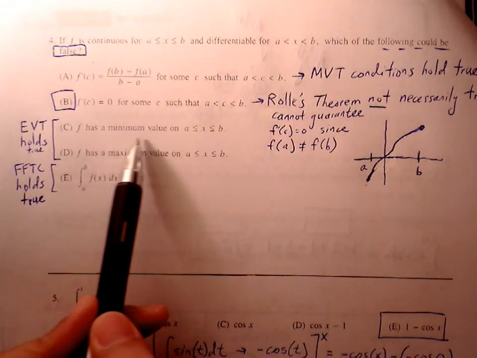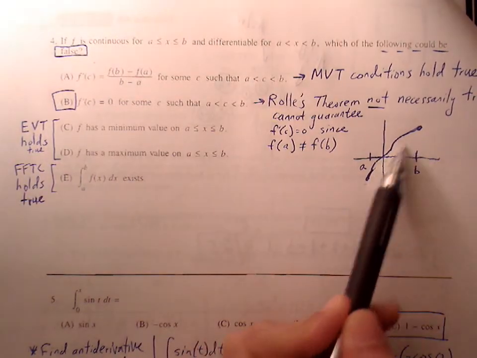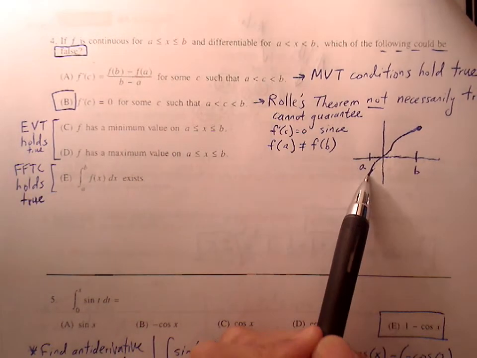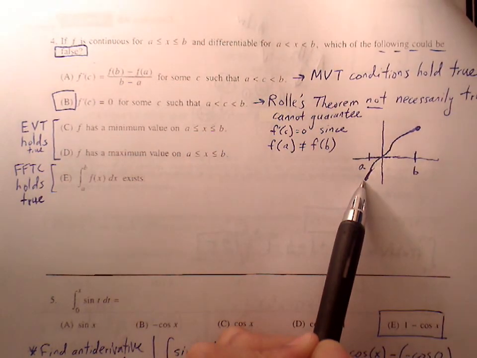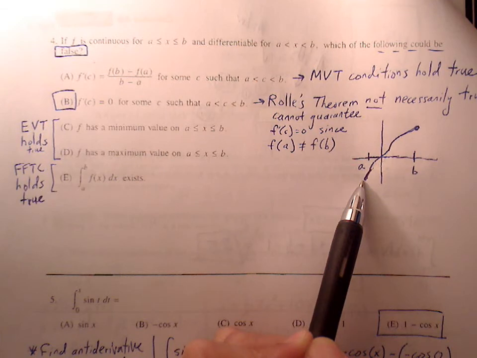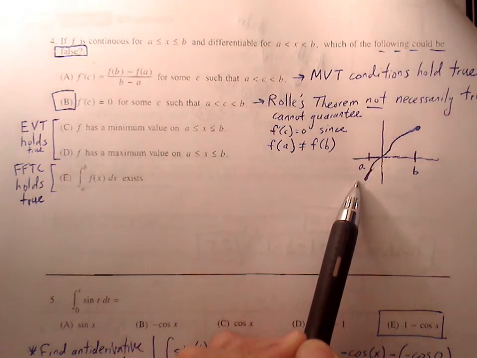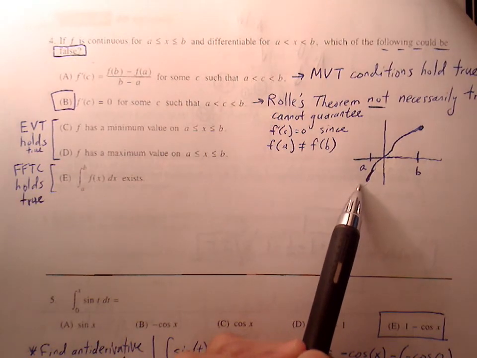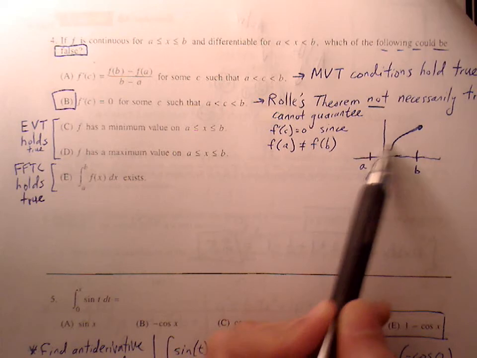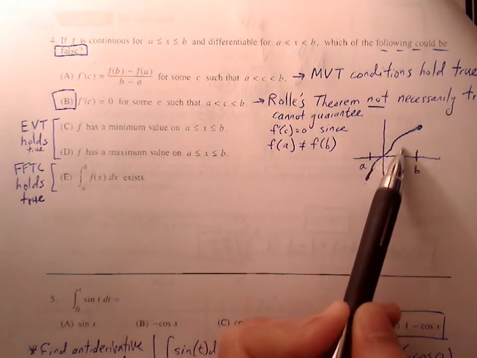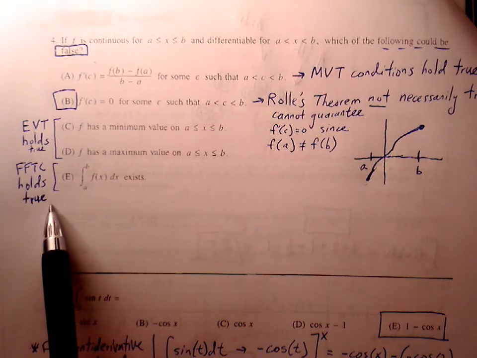Okay. The function has a minimum value between a and b. That is true. The function is continuous and differentiable, and it connects at the endpoints. So there must be a point where it's the lowest over the entire region. There's also an absolute maximum, so that's just applying the extreme value theorem. And the definite integral also holds. We can find the definite integral from a to b because the graph is connected. So whatever this region is, we can total them up, and the first fundamental theorem of calculus holds true.